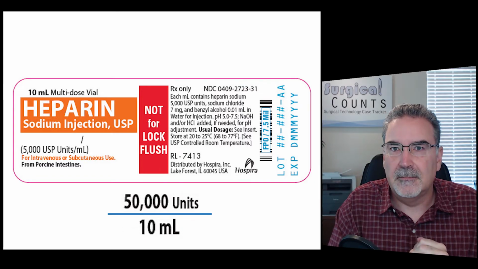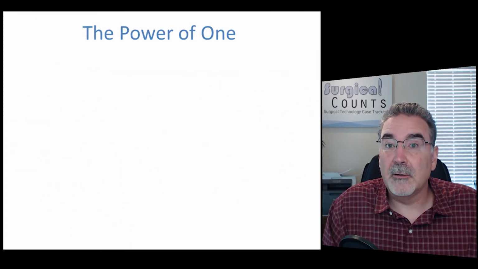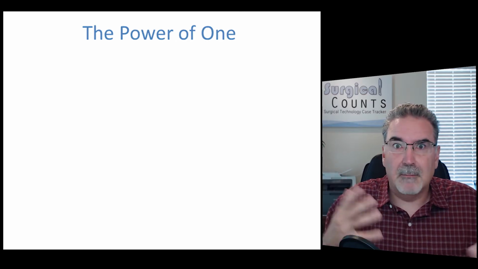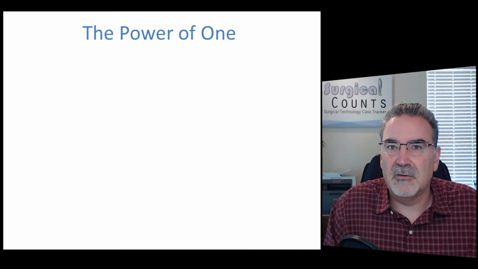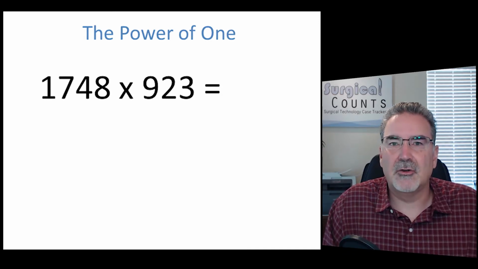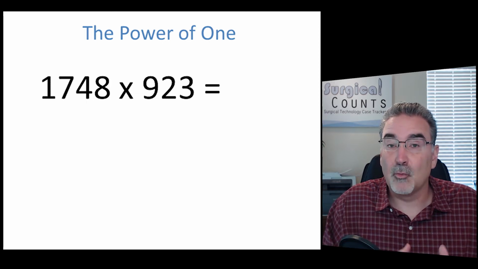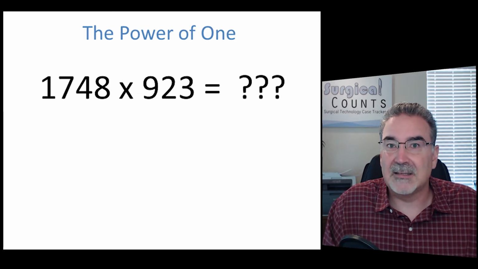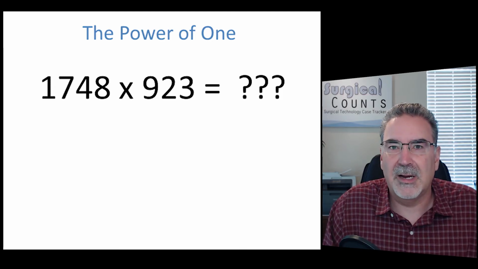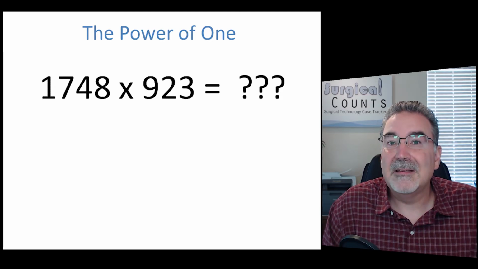Now, one reason some people get nervous when it comes to pharmacology math is because sometimes it involves really big numbers or lots of units and it gets kind of confusing. Take, for example, this. 1,748 times 923. Wow, that's going to be a really big number. And it's not something that I'm able to do in my head. I'm going to have to get a calculator or something to figure this one out. But let's see if we can make this easier.